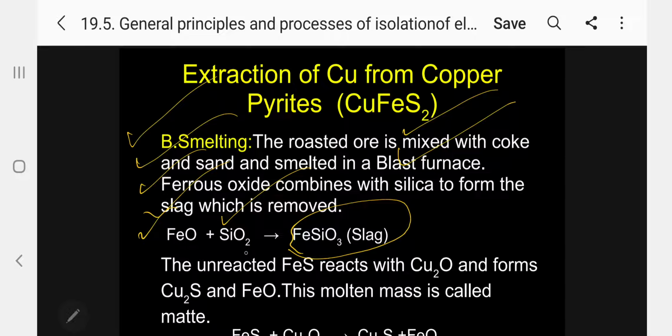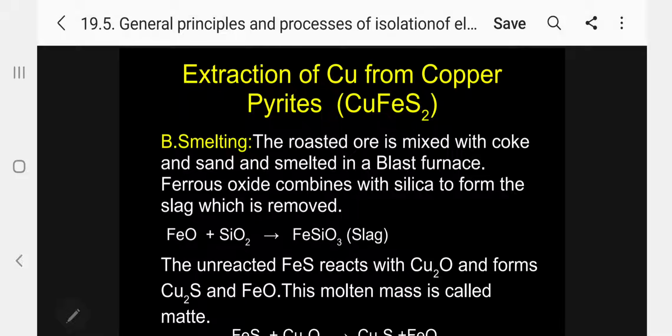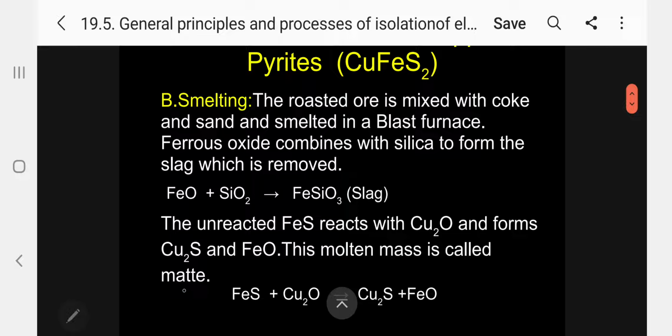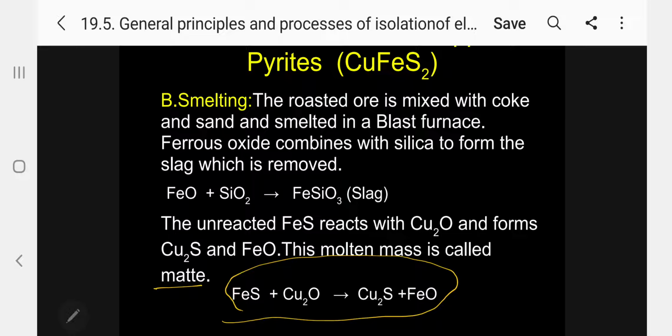It is removed. The unreacted ferrous sulfide reacts with cuprous oxide and forms cuprous sulfide and ferrous oxide. This molten mass is called matte. This is called matte. Kindly follow. So, ferrous sulfide reacts with cuprous oxide, forming cuprous sulfide and ferrous oxide. This molten mass is called matte. What is matte? Sometimes they will ask you.